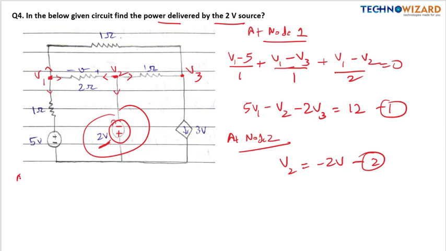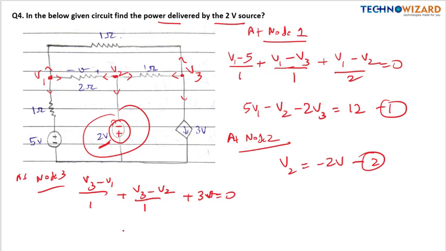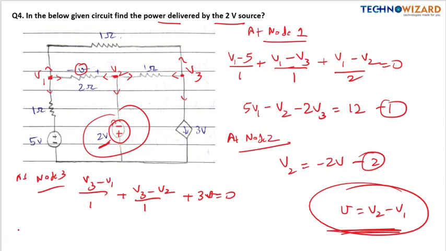Now at node 3, what will be the equation? V3 minus V1 upon 1 plus V3 minus V2 upon 1 plus 3V is equal to 0. And we know that V is equal to V2 minus V1. On solving this you will get minus 2V1 plus V2 plus V3 is equal to 0. That is the third equation.